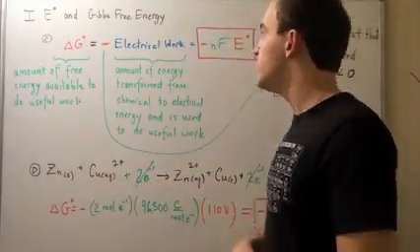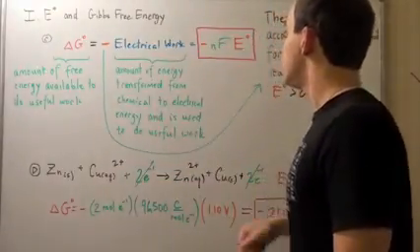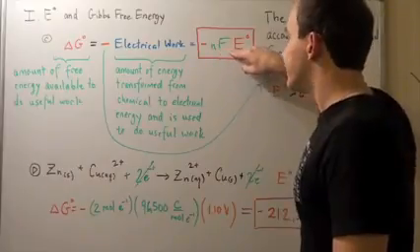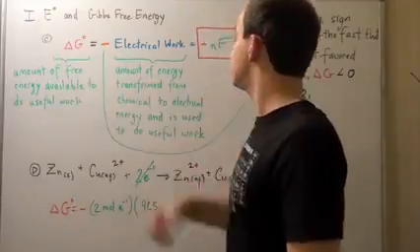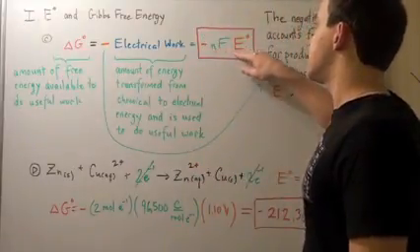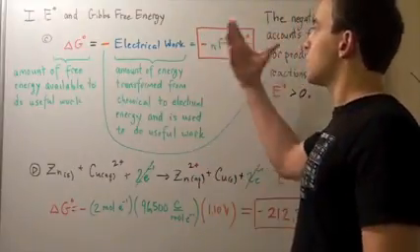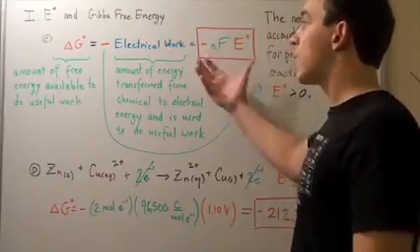So that's why we need to add that negative sign in. From before, we saw that electrical work is equal to number of moles times Faraday's constant times our cell voltage. So changing Gibbs free energy is equal to negative N times F times cell voltage. So that's our equation.